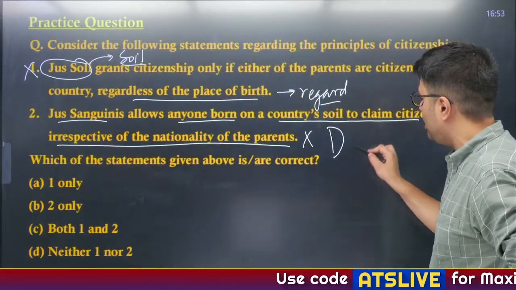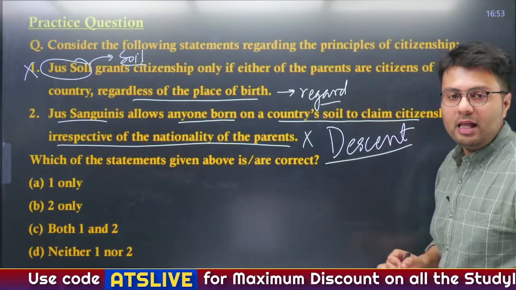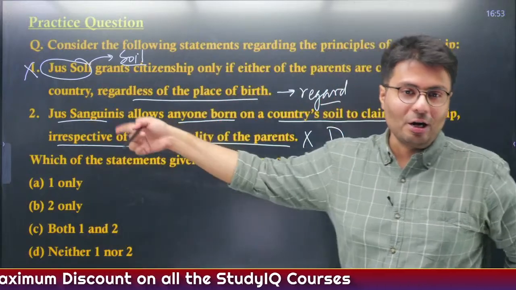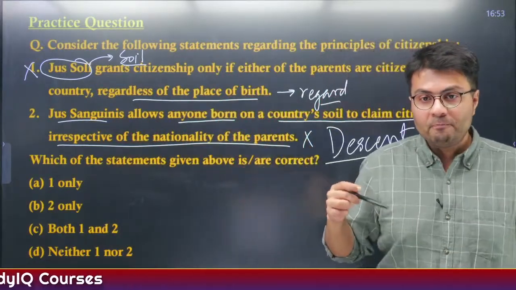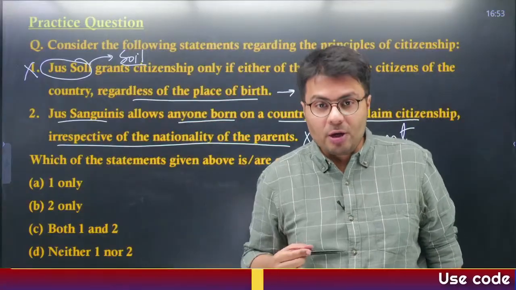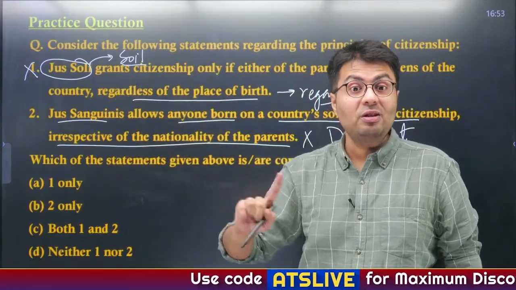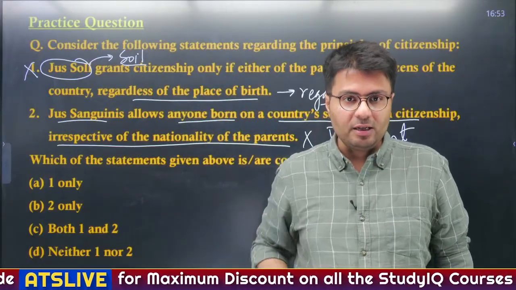I told you this is relating to descent of the parents. So if your parents are American, then you will get citizenship irrespective of whether you are born in the US or in India or in Indonesia. So the ex-president of the United States, Barack Obama, was born in Indonesia, but as his parents were American, he was an American citizen by birth. Right, so therefore he was eligible to become president.